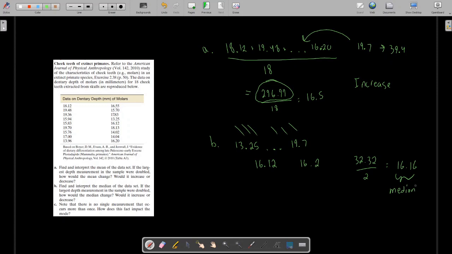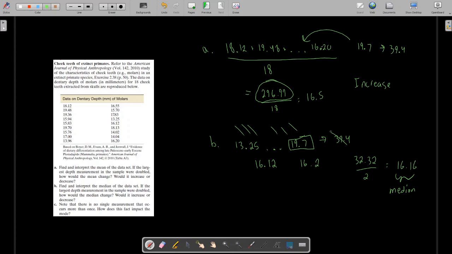Now, if the largest measurement in the sample were doubled, would this also increase the median? And the answer to this is no, because no matter how big this 19.7 is, and this would be the number that would be doubled, even if we double it to make it 39.4, it will still be the first largest value that we cross off. And it will actually have really no effect on the median. But we'll still be crossing out the same value, smallest, largest, and end up with the same 2 in the middle. And our median will still be 16.16.